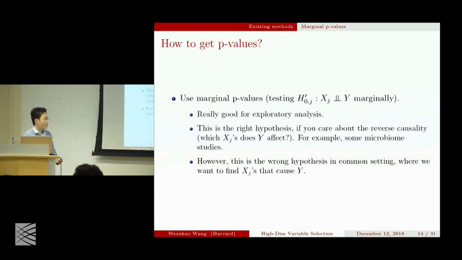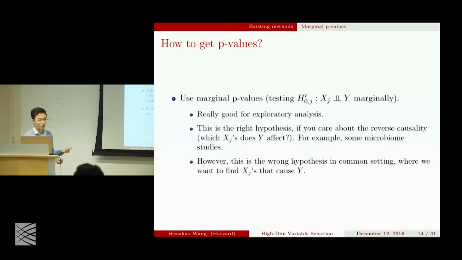Also, this is the right hypothesis if you care about reverse causality, meaning which variables y affects. For example, in some microbiome studies, you might want to know, if I have a certain disease, which would be y, how does that affect my microbiome composition? In some cases that's what you care about, and then this is the right hypothesis. If you see a dependence, that means y affects x. However, in our setting, this is not valid. This is the wrong hypothesis because we want to find which x causes y, which is the reverse of the causality I just mentioned.